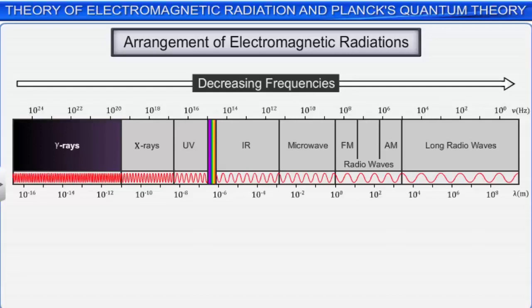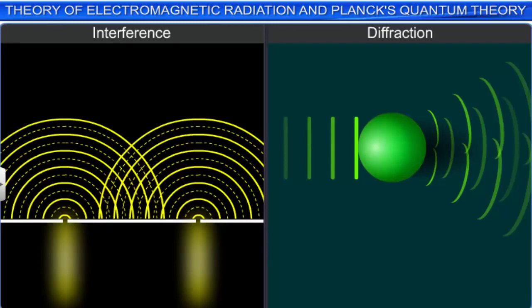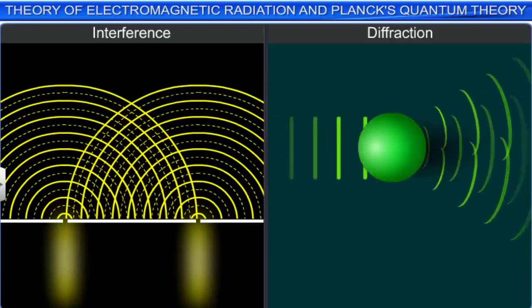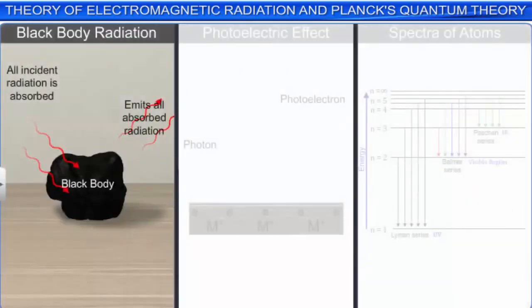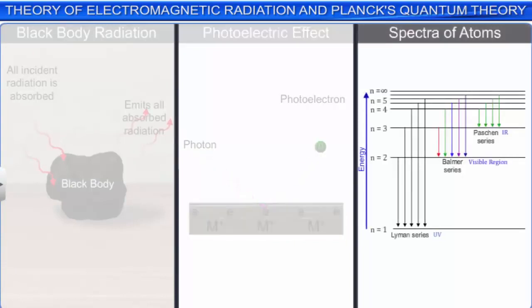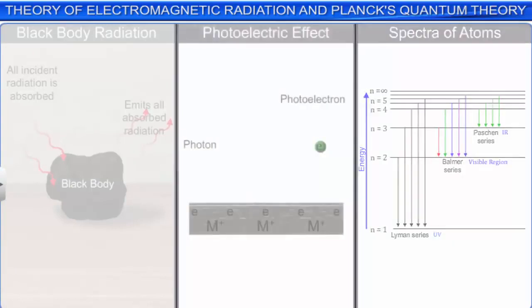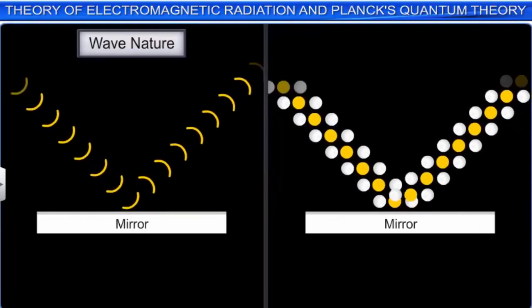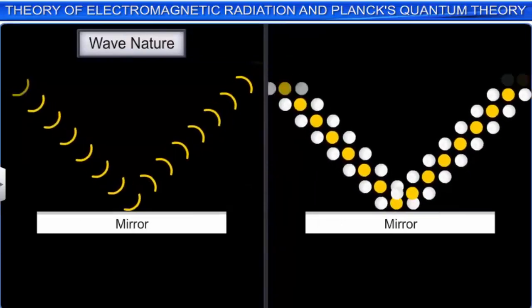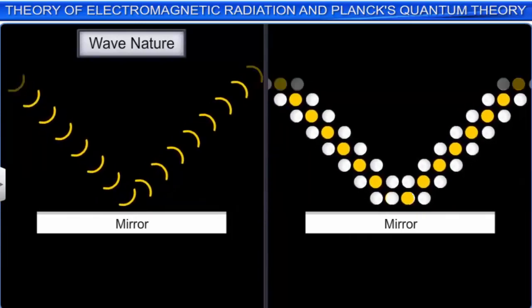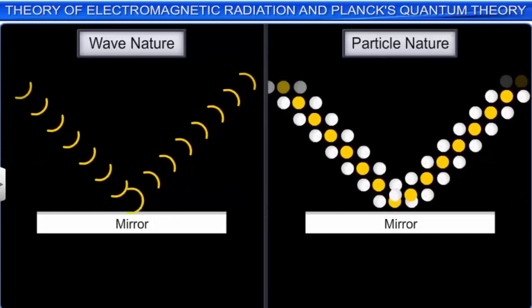The wave nature of electromagnetic radiation successfully explains the phenomena of interference and diffraction. But the phenomena of black body radiation, photoelectric effect, and the spectra of atoms were not explained. These things could be explained only if the radiation is assumed to be a stream of photons, that is, by considering particle nature. Let's understand these phenomena one by one.